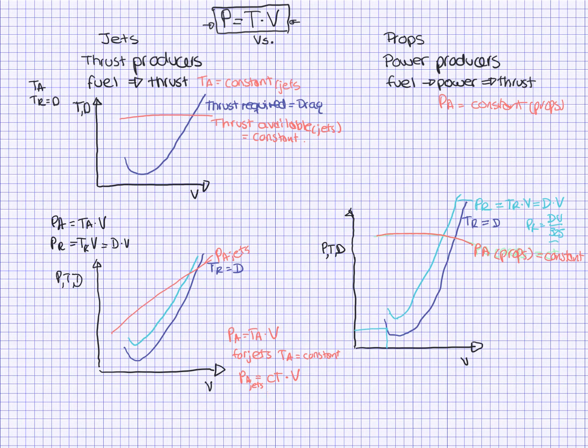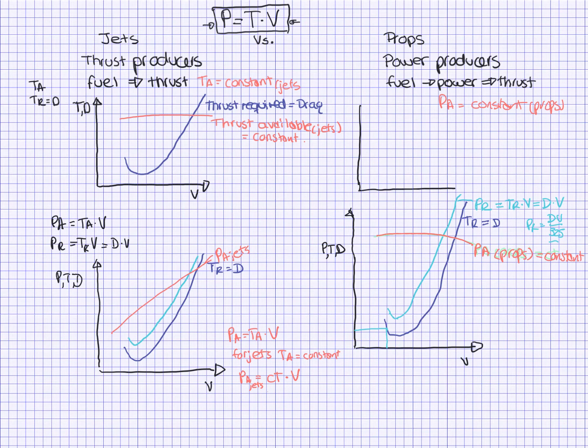So what does that mean? That means that my power available, if I'm in a jet, is going to increase linearly with velocity. So as my velocity increases, my power available increases. For my jet, we saw that my thrust available is going to be constant with velocity. Now let's take a look and see what happens to props.